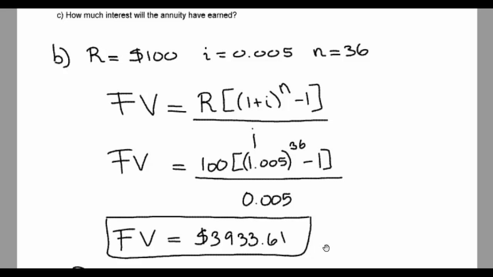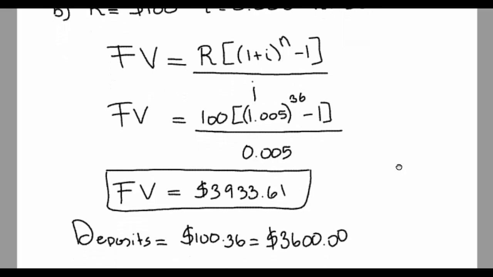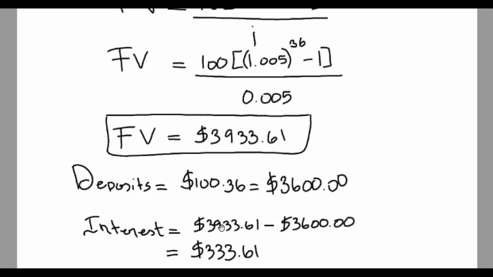$3,933.61, okay? I also ask, how much interest will the annuity have earned? Well, think about that. This is 3 years, 36 times we invest $100. So 36 investments of $100 is like saying there's 36 deposits of $100, and that's $3,600. Therefore, the interest is just what the future amount is. It has to be bigger. Subtract all the original deposits. If you could imagine, they were all done at once. So then you end up finding out how much interest was accumulated in this particular investment.